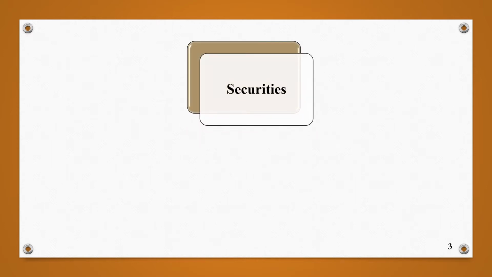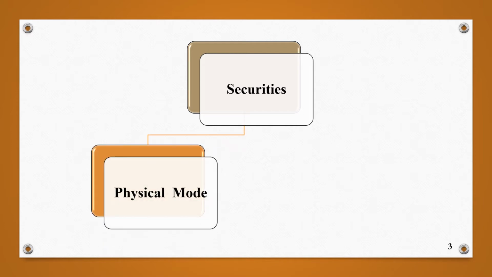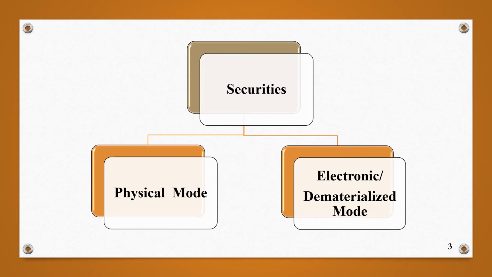A security is a certificate or any financial instrument that has monetary value and which is traded on stock exchange. Thus, the term securities is a broader term as it includes shares, debentures, bonds, mutual funds, etc. Now, these securities can be held in physical mode, that is paper form, or it could be held even in electronic mode, that is computerized form or dematerialized form. Let us now understand more about these two concepts.